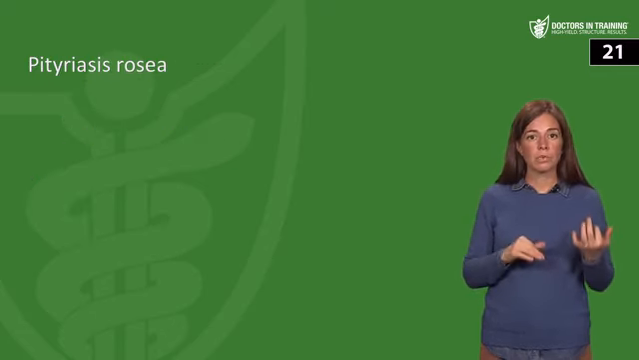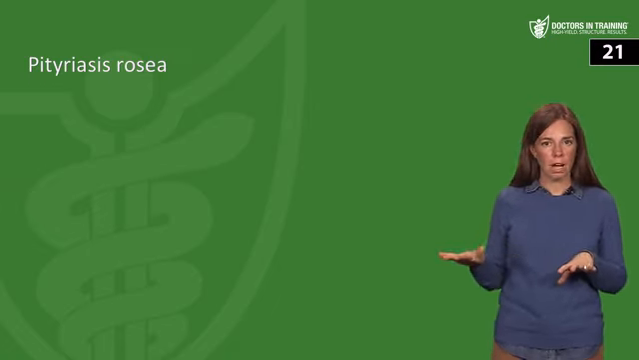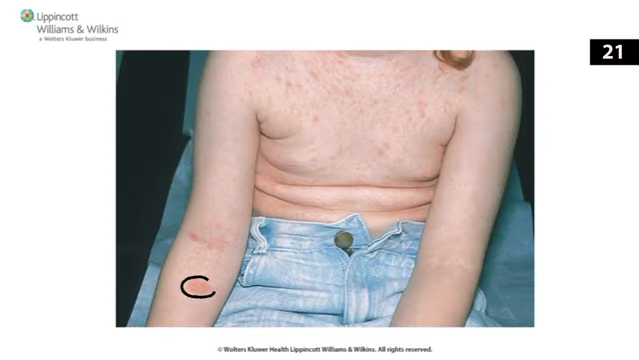Okay, pityriasis rosea is an interesting one, an acute exanthem, probably viral. It starts with a herald patch, usually on the trunk or the back. It doesn't have to be on the trunk, like in this patient, it's on the arm, but classically it's on the trunk or back. It's 2 to 10 centimeters, red and oval shaped.